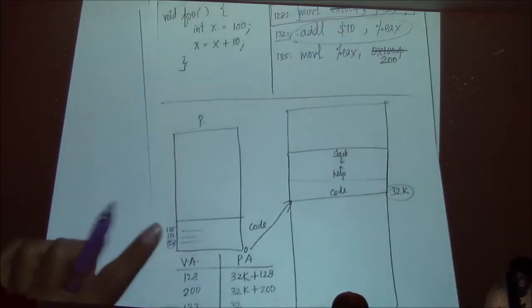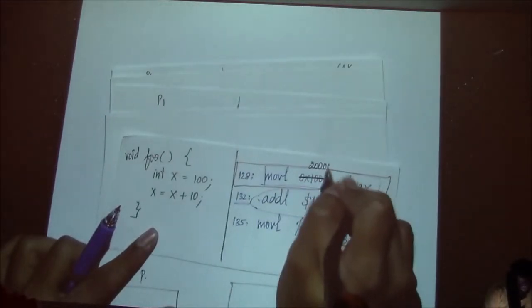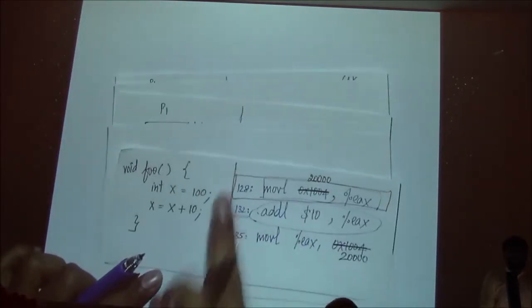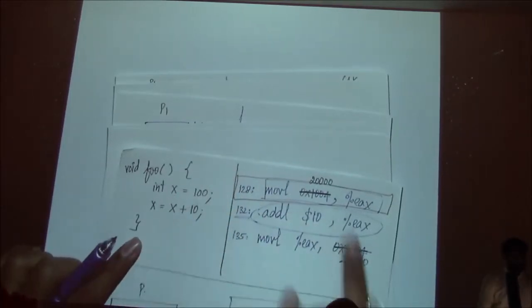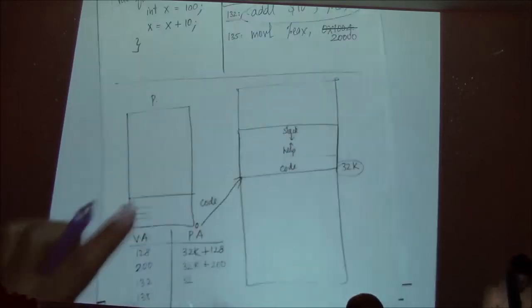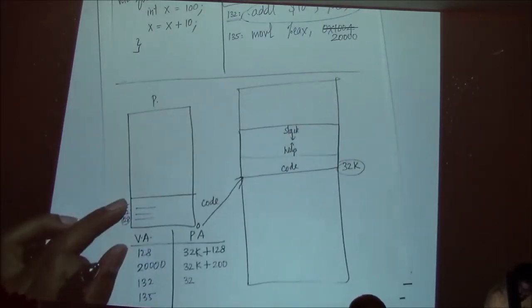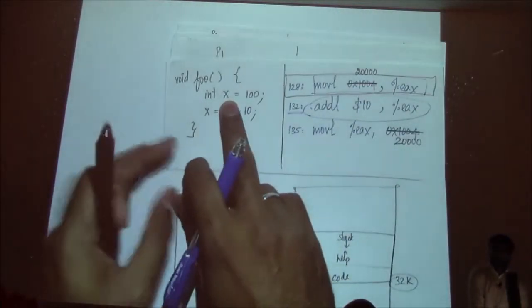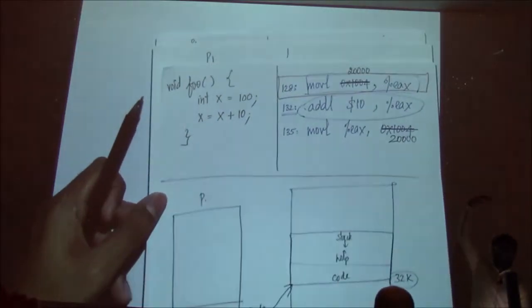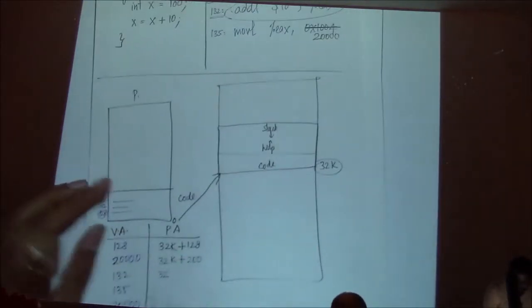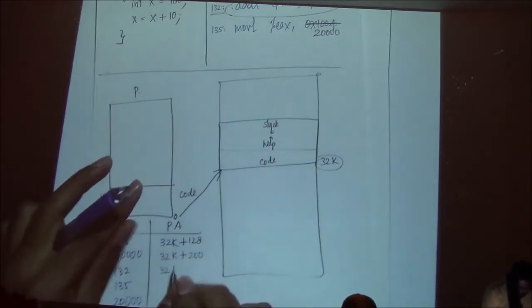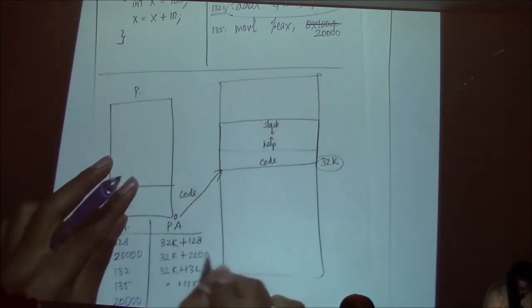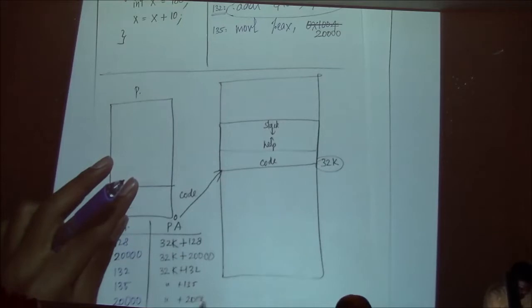Actually, this may be wrong, because this should be a large address. If you think about it, this address should be large because it is in the heap segment. Sorry, it is in the stack segment. It's a local variable within the function, it's in the stack, so it should be really high. And similarly, you can figure out these are 32K plus 132, 32K plus 135, and 32K plus 20,000, something like this.